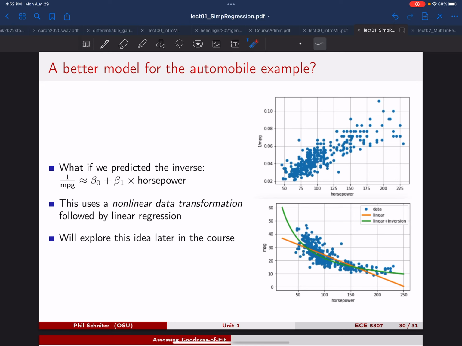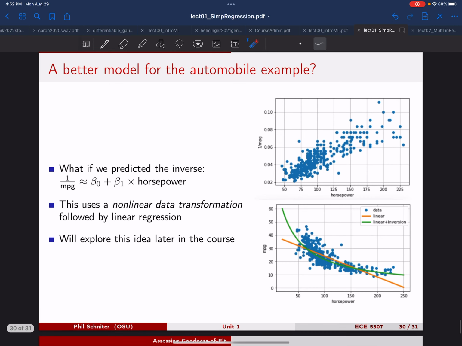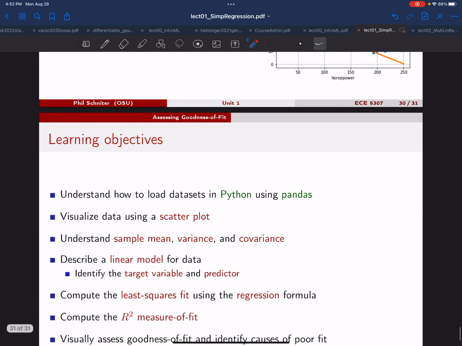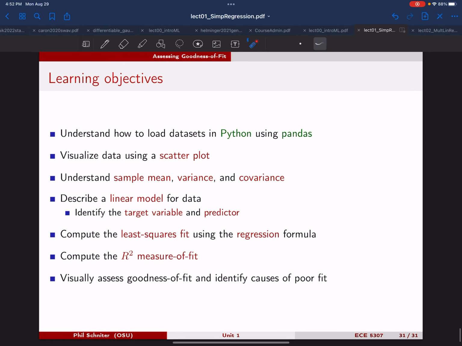Okay, and so on your first homework, you'll have a problem like this where you'll have to look at an equation and figure out how to do this transformation to make it linear. It's pretty easy if you look at it the right way. All right, so that's it for this unit.